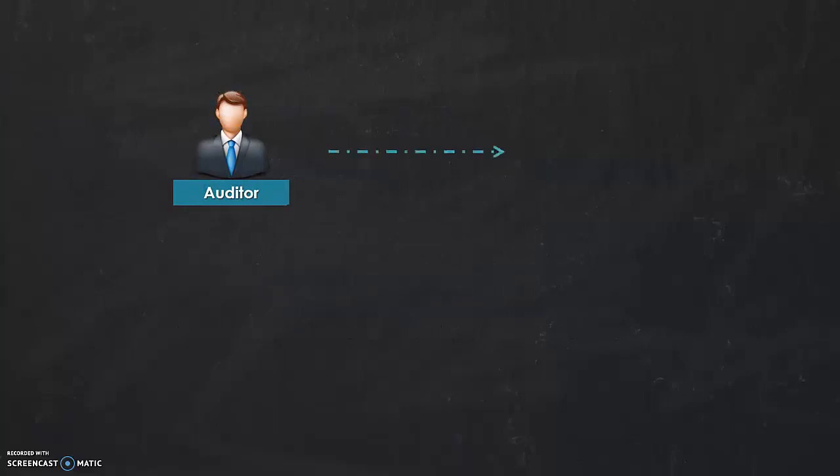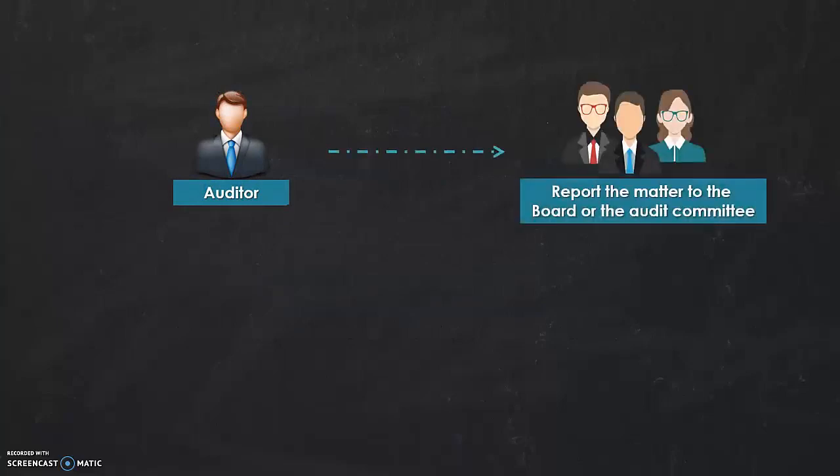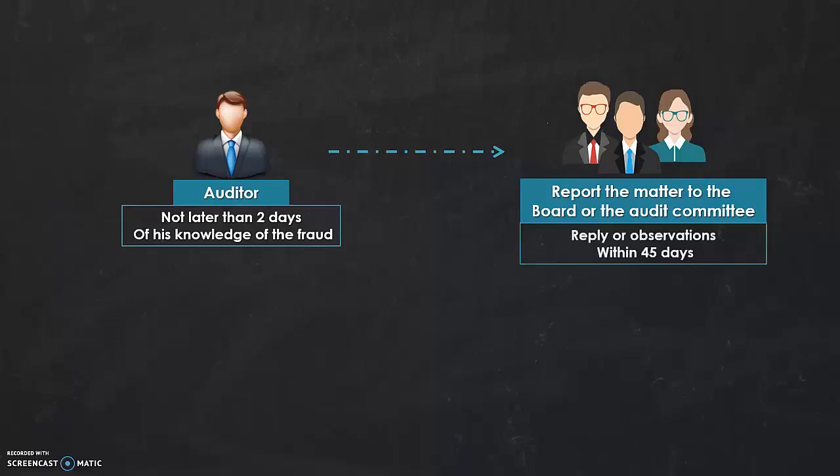At first, auditor should report the matter to the board of the company or audit committee of the company, and he should do this within 2 days of knowledge of the fraud, and they should respond to his report within 45 days. They should give their reply or observations.